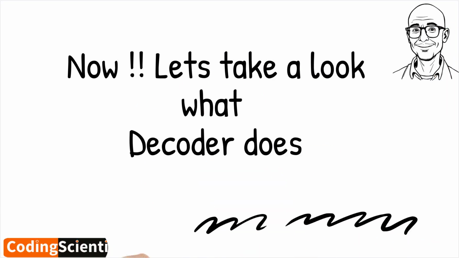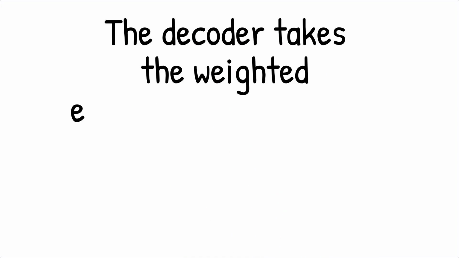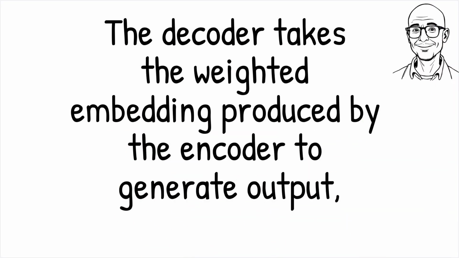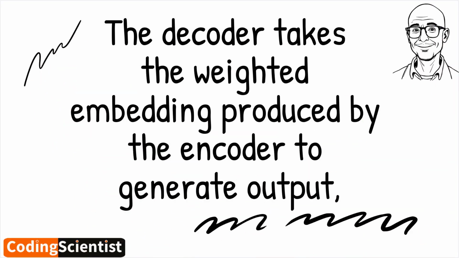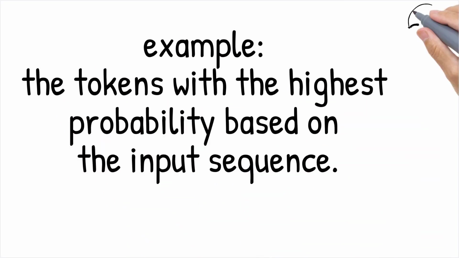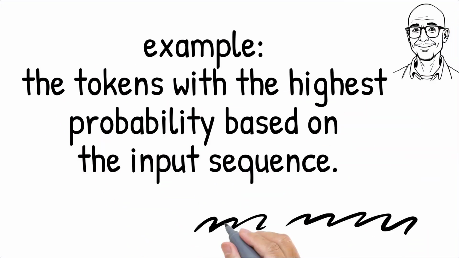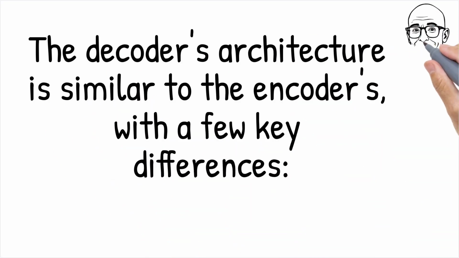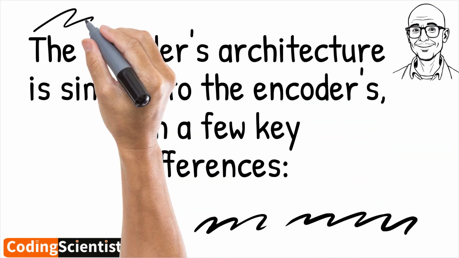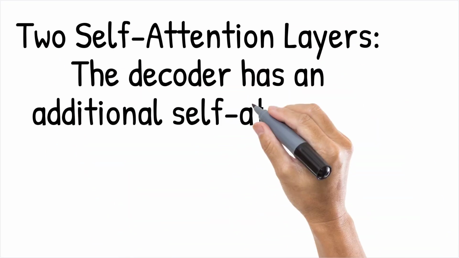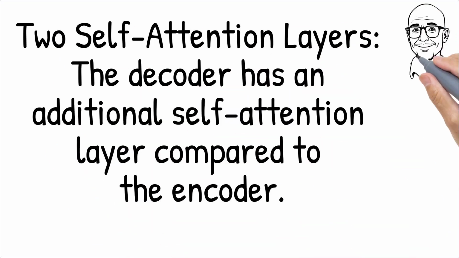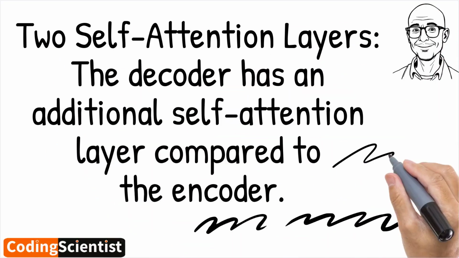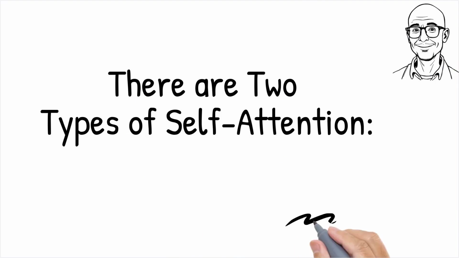Now, let's take a look at what the decoder does. The decoder takes the weighted embedding produced by the encoder to generate output. Example, the tokens with the highest probability based on the input sequence. The decoder's architecture is similar to the encoder's, with a few key differences. Two self-attention layers. The decoder has an additional self-attention layer compared to the encoder.